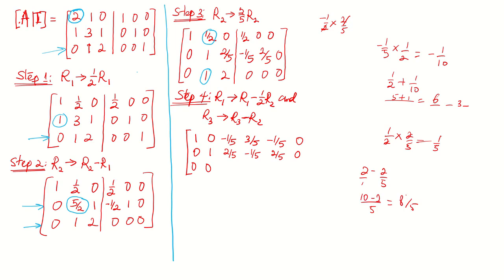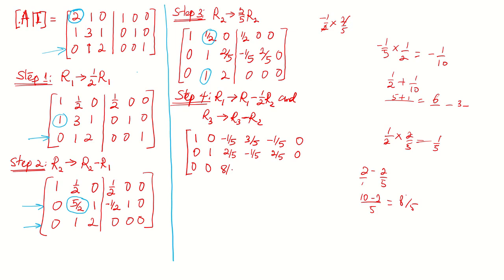I hope that's correct. What am I subtracting from what? R3 minus R2. 10 minus 2, 8 over 5. R3 minus R2. I hope I'm doing this correctly. My R3 here is 2, minus, yes, that's correct, 8 over 5. So we have 8 over 5.